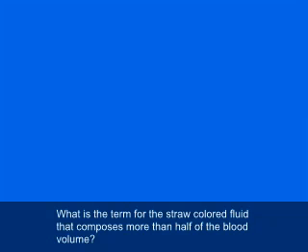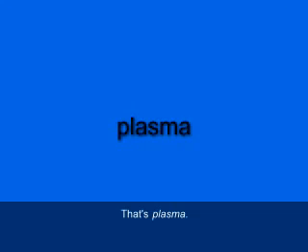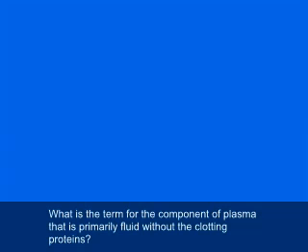What is the term for the straw-colored fluid that composes more than half of the blood volume? Well, that's plasma. What is the term for the component of plasma that is primarily fluid without the clotting proteins? Well, that's the serum.